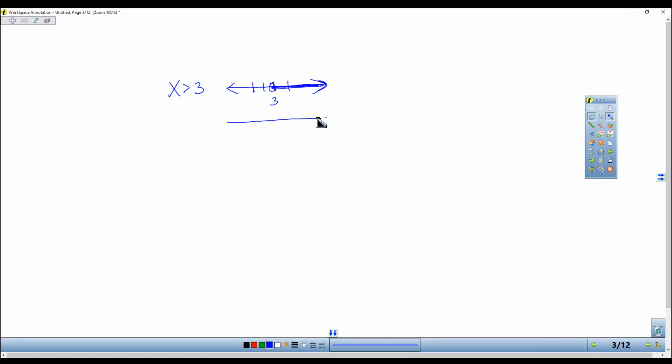Or maybe some of you learned how to do it by saying 3, open circle, then actually going up and above it, which I really like. I didn't ever see a student do that until I was already a teacher.